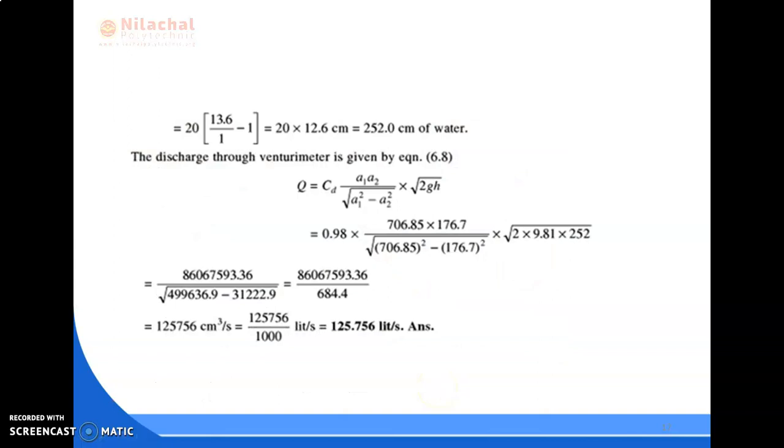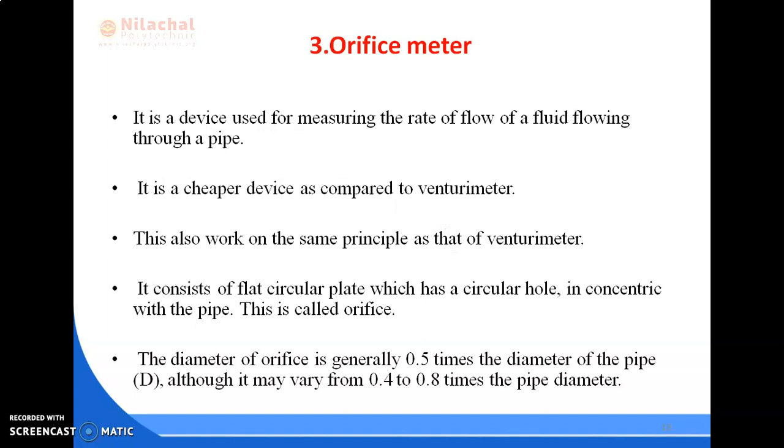By putting in all the values, we finally found Q equal to 125,756 centimeter cube per second. After conversion into liters, the answer is 125.756 liters per second. Similarly, you have to solve more and more problems based on the Venturimeter, pitot tube, and also the continuity equation. So for this lecture, this much.